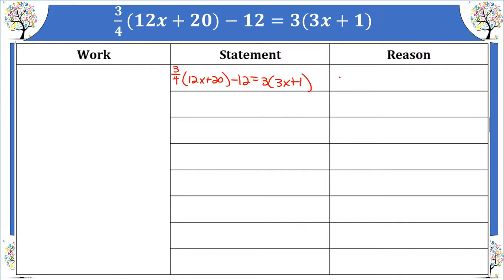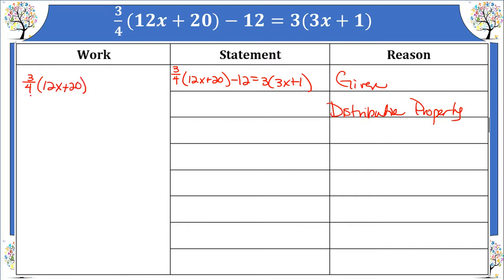And our first reason is always because it was given to us. Now, we must distribute, and we can just distribute on the left and the right. So I'm going to go ahead and put the reason, so distributive property. And I will show my work for this one right here.